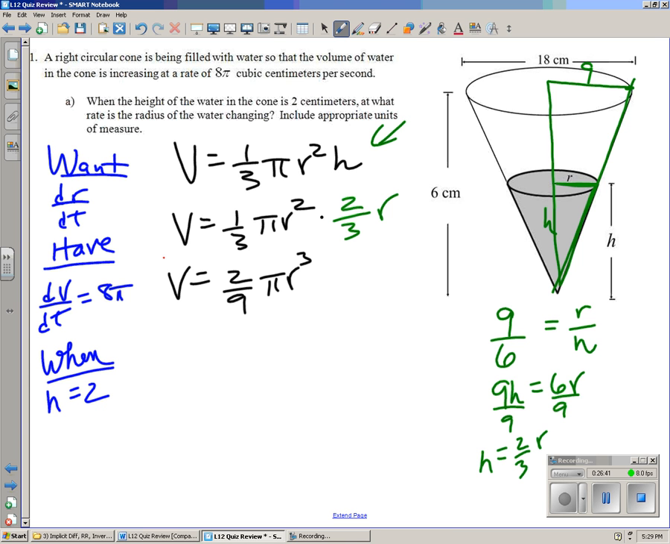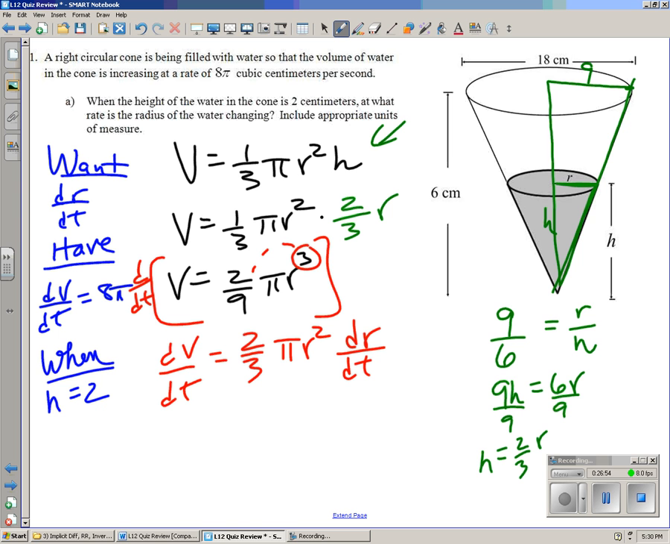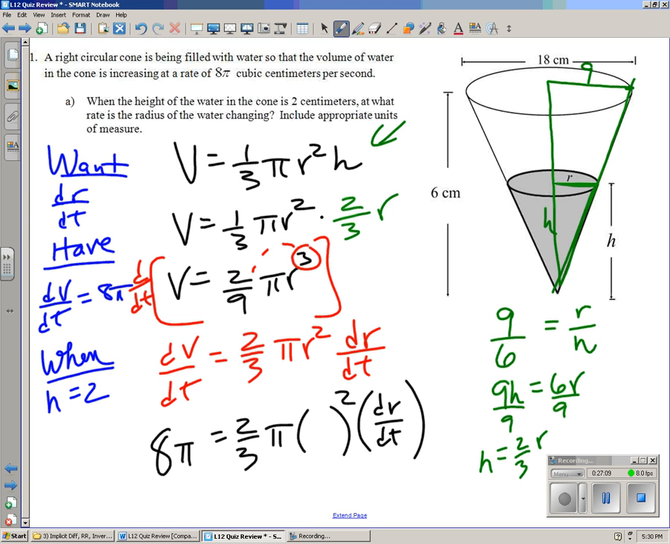And now we can take the derivative with respect to time on both sides. We would get dV over dt, the 3 drops down, and so you get 2/3 pi r squared dr over dt. And now we have some nice things we can fill in. We know that dV over dt is 8 pi. We have 2/3 pi times the radius, times dr over dt. We don't know the radius, but we do know the height. So if the height is 2/3 times the radius, multiplying by the reciprocal, 3/2 times the height is the radius. So the radius is 3/2 times 2, which is 3.